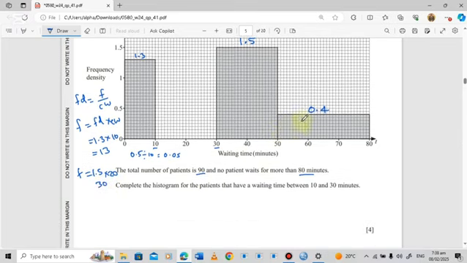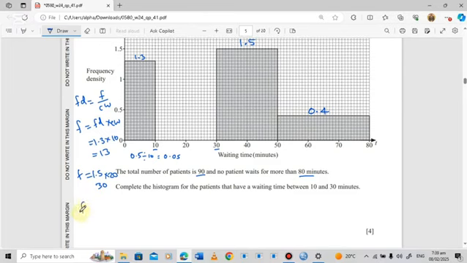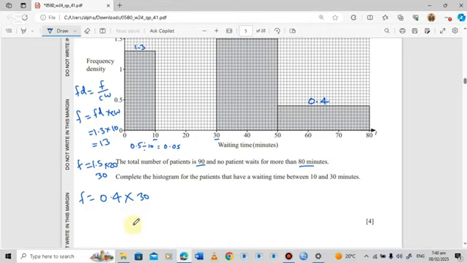Okay, so let us also find the frequency for this one. So frequency is equal to the frequency density. The frequency density is this one, 0.4, times the class width from here to 80. We have 10, 20, 30, so 0.4 times 30, and this gives 12.